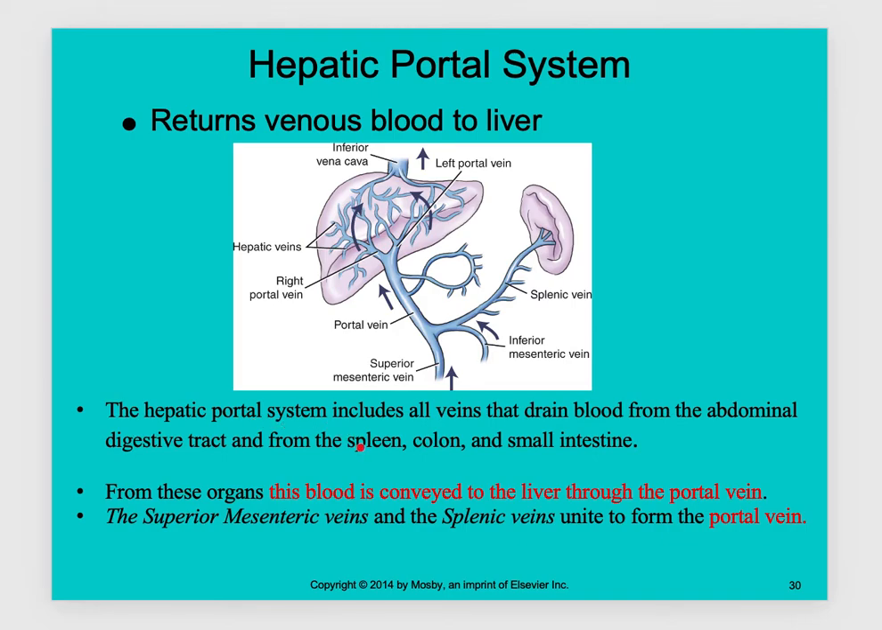The hepatic portal system includes all the veins that drain blood from the abdominal digestive tract, from the spleen, colon, and small intestine. From these organs, the blood is conveyed to the liver through the portal vein. The superior mesenteric veins and splenic veins unite to form the portal vein, and then the blood goes from the portal vein into the liver.